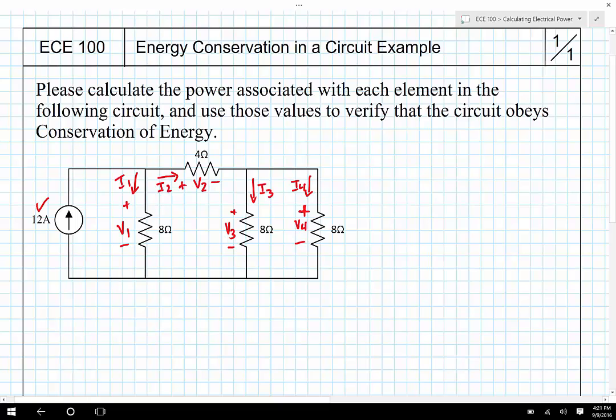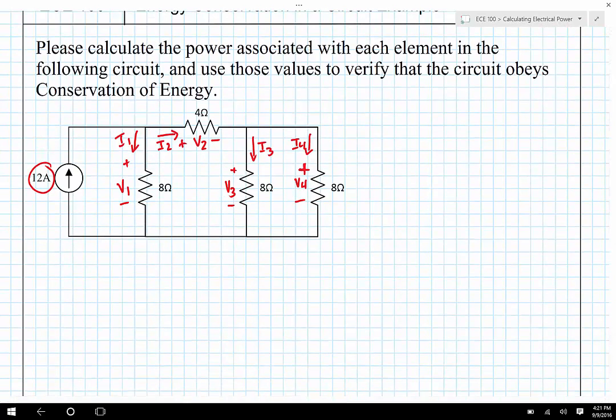Okay, so what we need to do is calculate those 8 voltages and currents, or if we use the shortcuts, we could get away with just calculating 4 of them. We will eventually need to know both the current and the voltage associated with this source right here. There's no shortcut for current sources or for voltage sources, but we're going to be able to make some good progress with the shortcuts we do have.